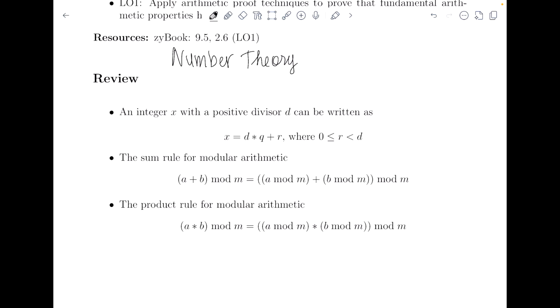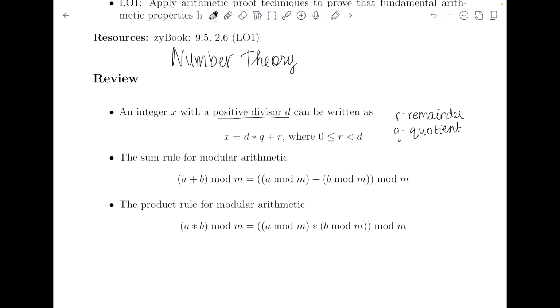So just as a quick review, we have here those definitions, which is if you have an integer x, you can divide it with d, and then you can write it in terms of x is equal to d times q plus r. And we say r because it's the remainder, and we call it q because it's the quotient.